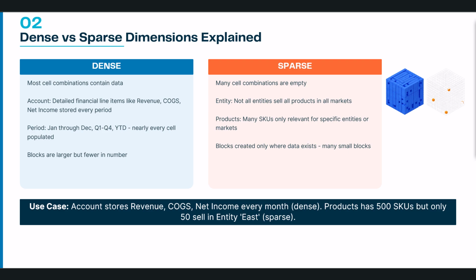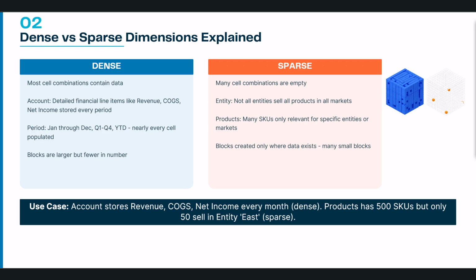Period works exactly the same way. Every single period member is part of every planning cycle without exception, because the company plans from Jan through December, that is for all the months. So period is dense, no question about it.